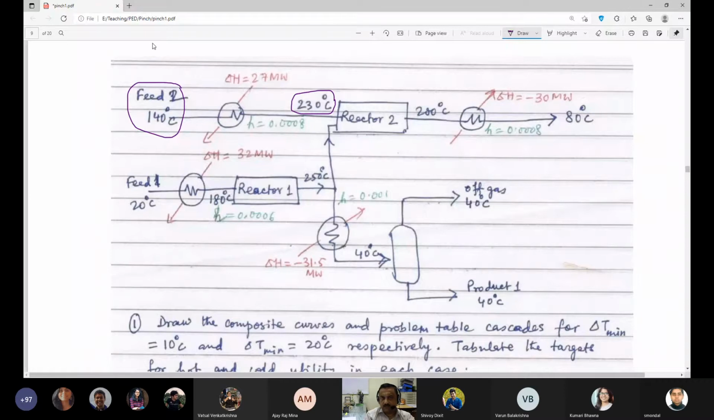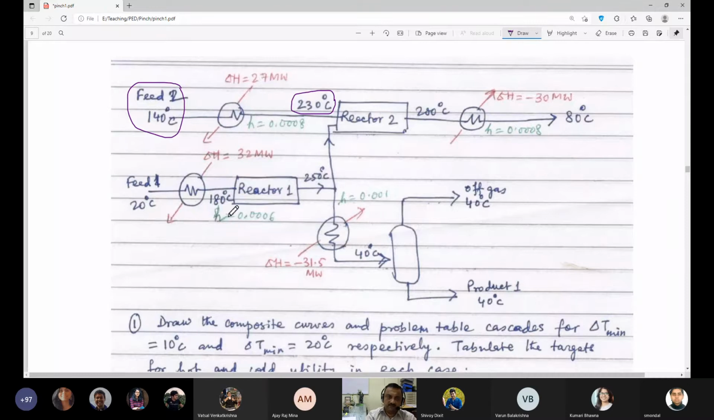So this problem needs to be solved for different delta T values. First of all, this problem has to be solved such that the maximum amount of heat can be recovered from the individual streams. You have delta H of 27 MW, and here you have to add heat. If you do not exchange heat, the only way to do this is by using steam, as we have seen. You have to use a hot utility, and similarly a cold utility here to remove the heat.